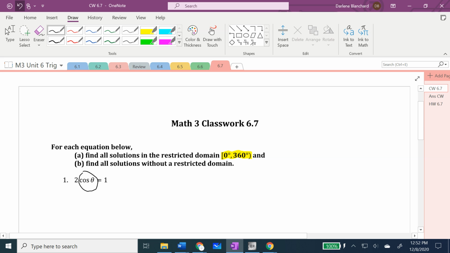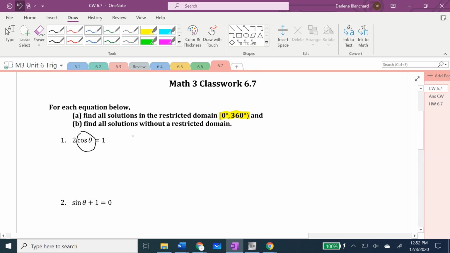So if I'm going to get cosine theta alone, what do I need to do to both sides of the equation so that cosine theta is alone? And I want to see it in chat. I want to make sure I'm not alone here doing the problems all by myself. Right. So if I divide both sides by 2, I get that cosine theta is equal to 1/2. It's isolated. And now it's time for the unit circle.